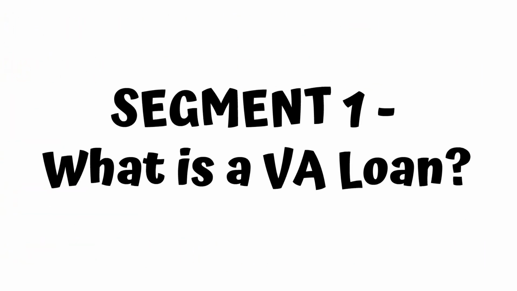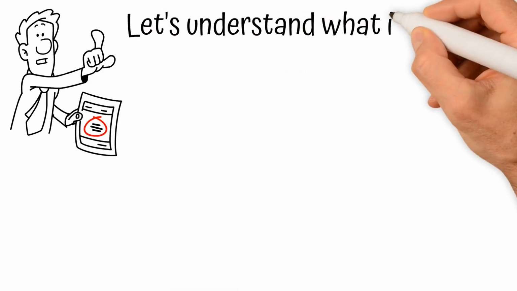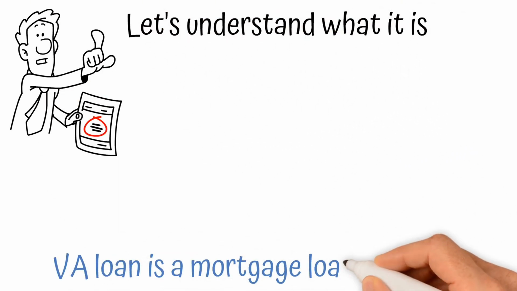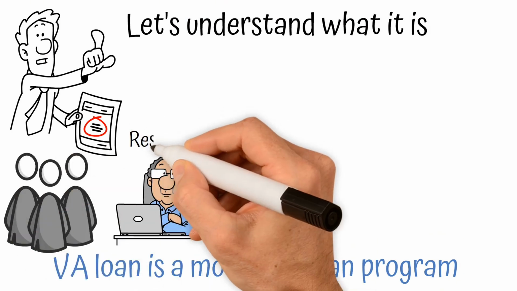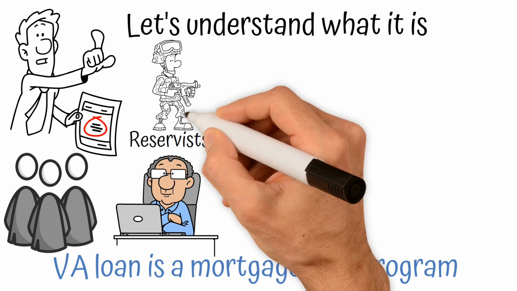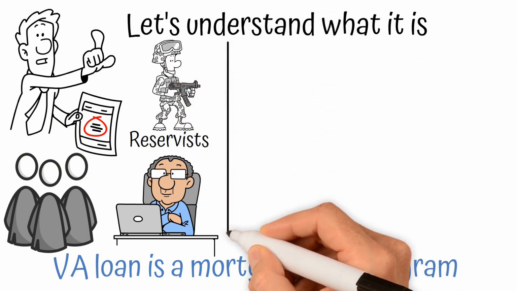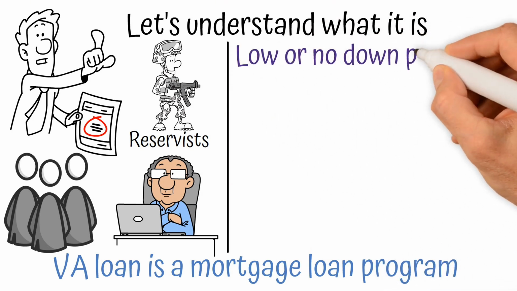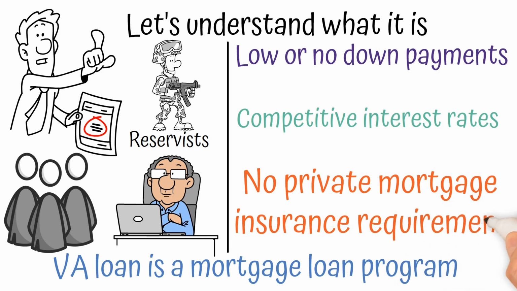Segment 1. What is a VA loan? Before we delve into assuming a VA loan, let's understand what it is. A VA loan is a mortgage loan program specifically designed for veterans, active duty service members, reservists, and surviving spouses of military personnel. VA loans offer various benefits, such as low or no down payments, competitive interest rates, and no private mortgage insurance requirement.